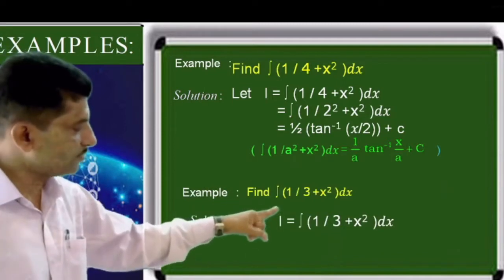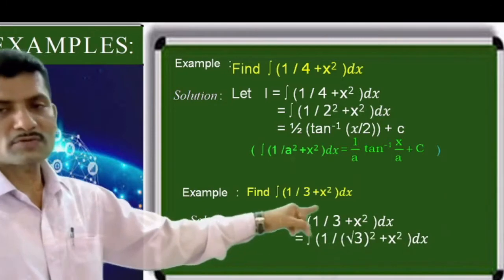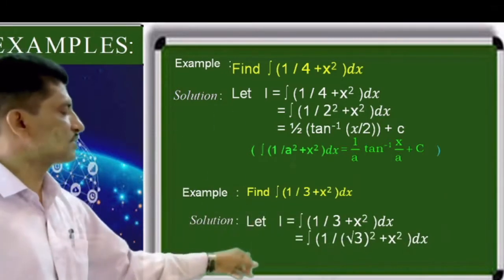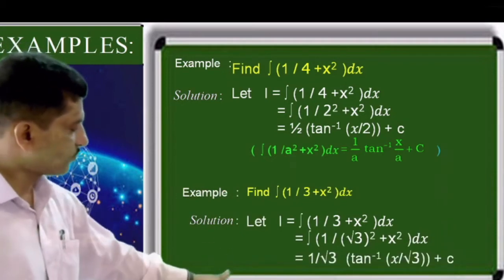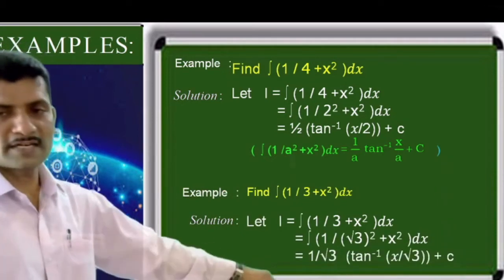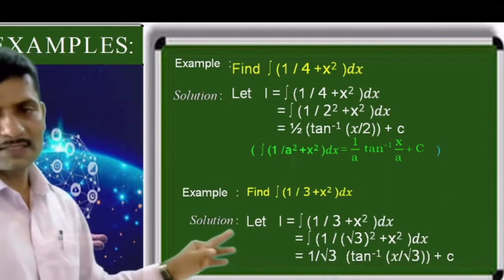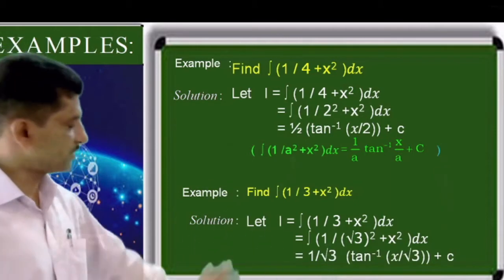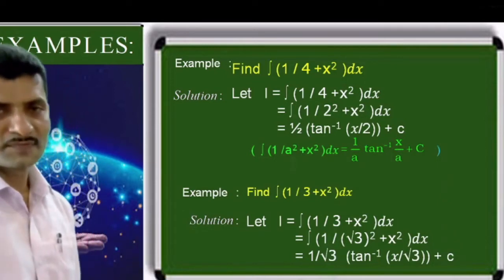Now the standard formula: the integral of 1 by root 3 whole square plus x square into dx, which is in the form of a square plus x square. The answer is 1 by root 3 tan inverse of x by root 3, plus the integral constant. Is it clear?